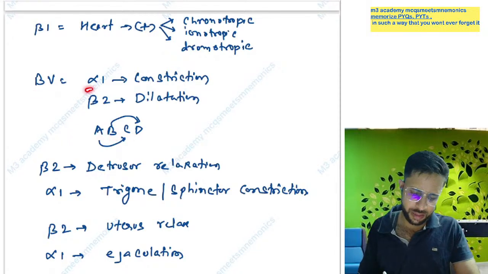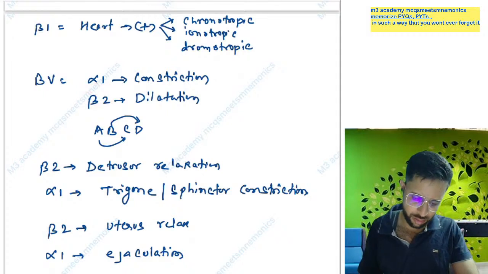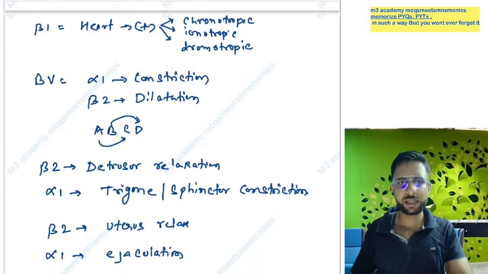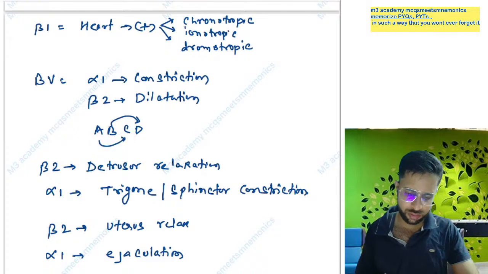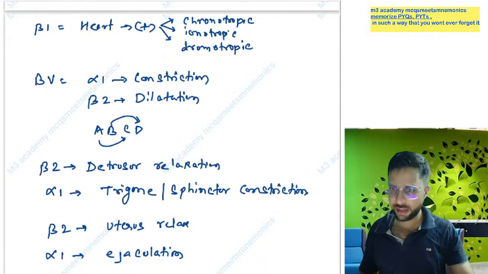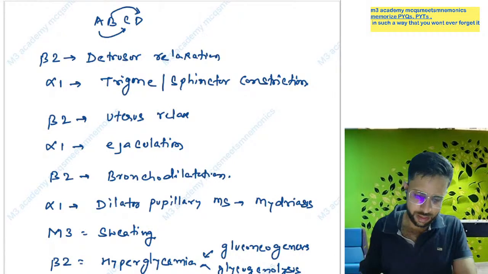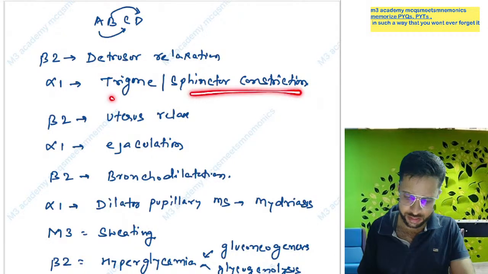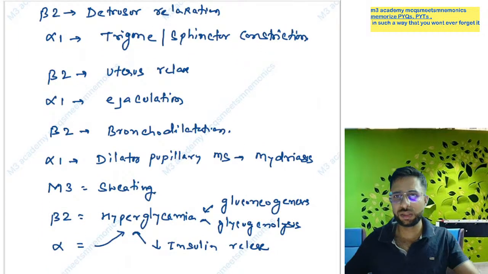In blood vessels there are two receptors, alpha 1 and beta 2. Alpha 1 causes the constriction of the vessels and beta 2 causes dilatation. So you can just remember ABCD. A goes to C, B goes to D, which means alpha 1 causes vasoconstriction, beta 2 causes dilatation. Next, the beta 2 receptor causes detrusor relaxation. Alpha 1 receptor causes sphincter constriction. Now beta 2 receptor causes the uterus relaxation.